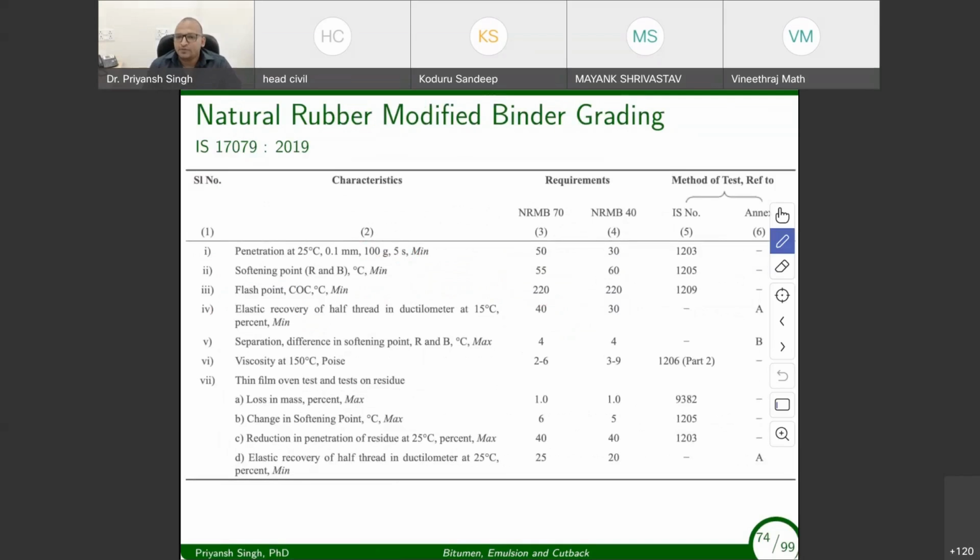Let's see what the different tests are to grade a binder as a natural rubber modified binder as per IS 17079. Penetration test, softening point, flash point, elastic recovery, separation, viscosity, and then based on the thin film oven residue: loss in mass, change in softening point, reduction in penetration, and elastic recovery. Based on these tests, you can grade your binder in two types. Only two grades exist, NRMB 70 and NRMB 40.